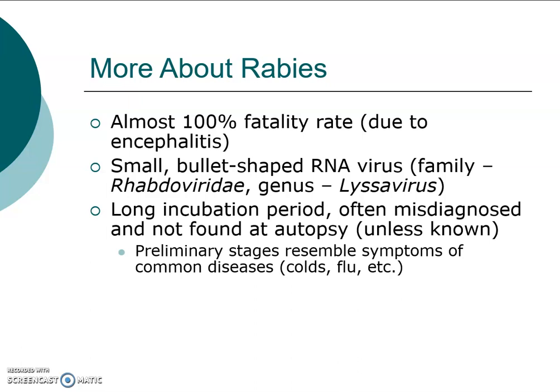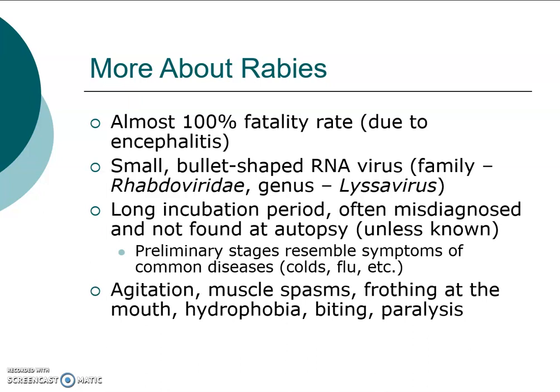The only way to know for sure that someone had rabies is to actually slice into their brain and find the little viral inclusions inside the brain tissue, and that's not a normal thing done at autopsy, so it would have to be a special procedure done on the body to check for rabies. Preliminary stages resemble flu-like symptoms, and then that progresses to things like agitation, muscle spasms, frothing of the mouth. Hydrophobia is a real thing with rabies, so it does mean fear of water.